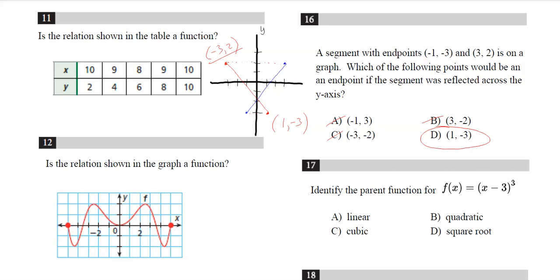17, this one's easy. Identify the parent function. Well, because it has a power of 3, and that's the biggest power, it makes it a cubic. So the answer is C. Remember, quadratic, the biggest power is going to be squared. Linear, the biggest power is going to be x to the first. Cubic is x to the third. Square root's pretty easy because you're going to see a square root symbol in it.